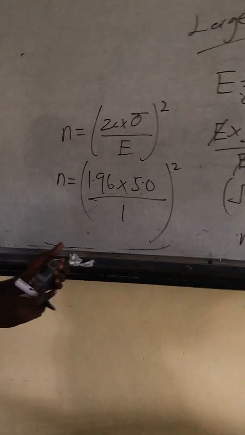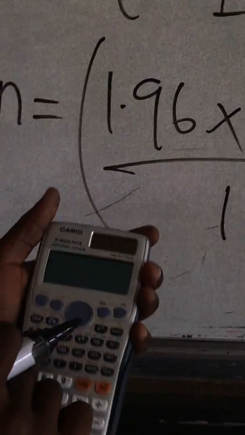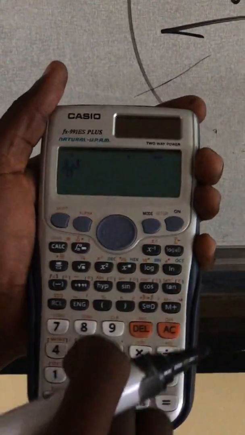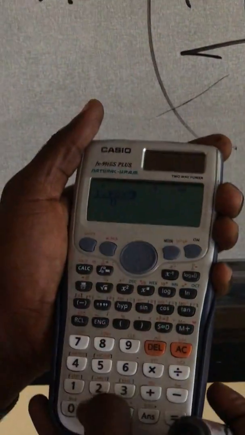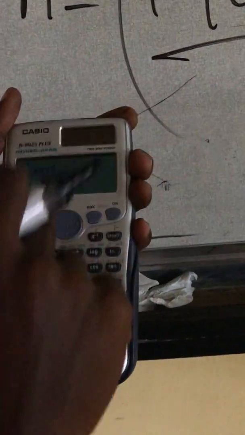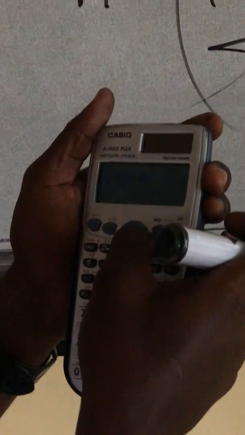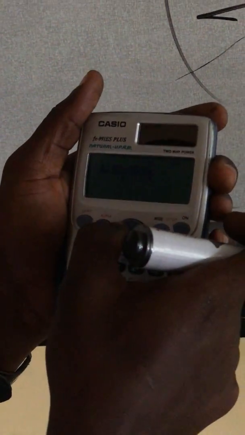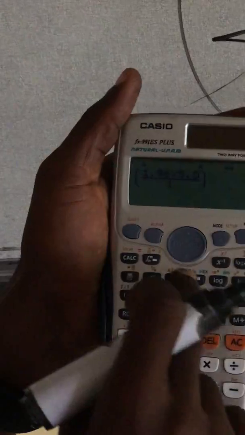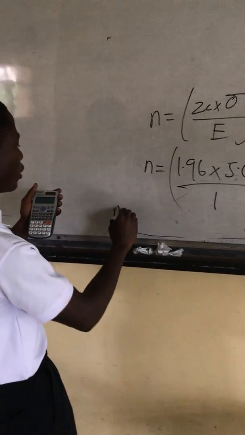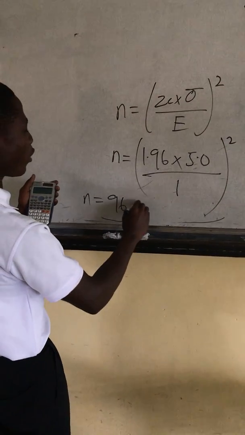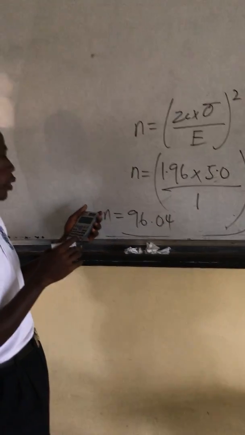Then we put them all in a bracket, then we square it. So on your calculator, you press 1.96 times 5.0, then brackets, then you come down to 1. You put all of them in a bracket, then we square it. This is how you enter it on the calculator. Then you press equal to. When I press equal to, I got n is equal to 96.04.